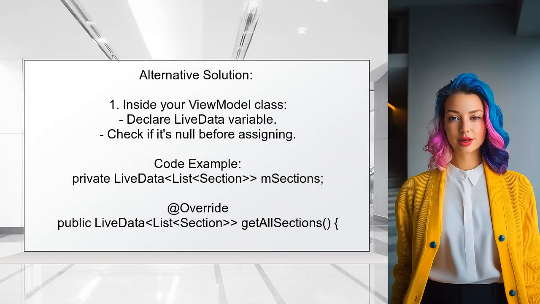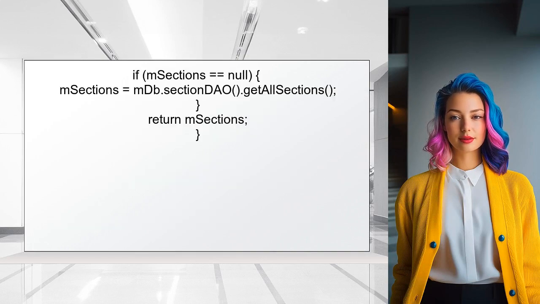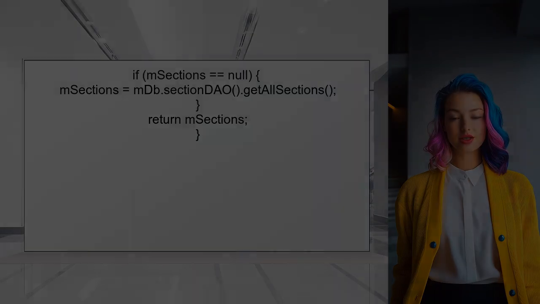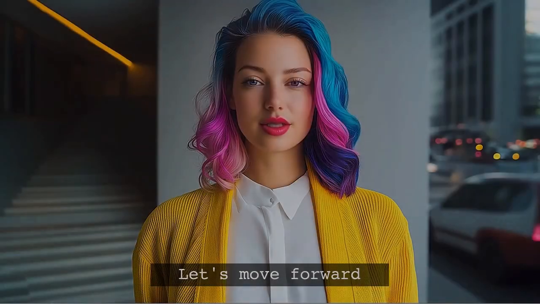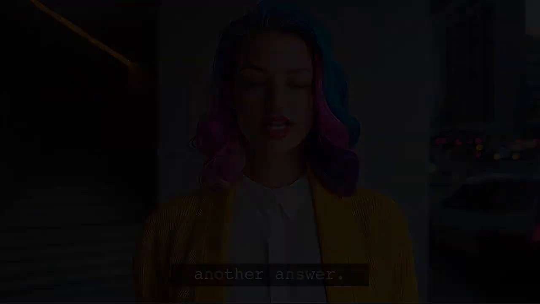One user found a solution to the issue by modifying the view model. They suggest initializing the live data only if it is null. This way, you ensure that the live data instance remains unchanged after its first assignment. Let's move forward and look at another answer.